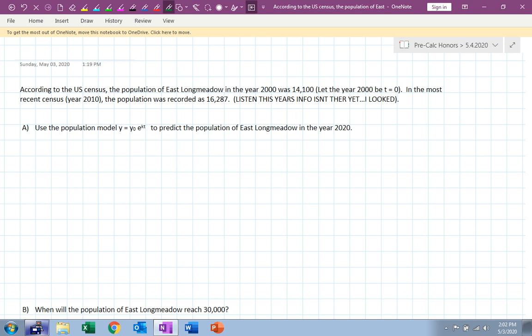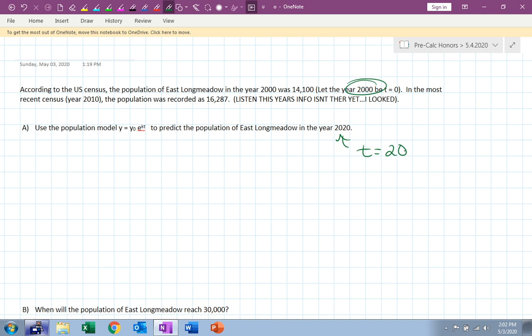All right. So according to the U.S. Census, the population of East Longmeadow in 2000 was 14,100. And this says key. This is key here. Let the year 2000 be t equals 0, because in our equation we have kt. In the most recent census, which is technically 2010, because they haven't finished this year's yet, and I've looked, was 16,287. So it says to use this model to predict what the population will be in 2020. So in 2020, you have to figure out what t is. But if the year 2000 was t equals 0, that means the year 2020, t is 20.